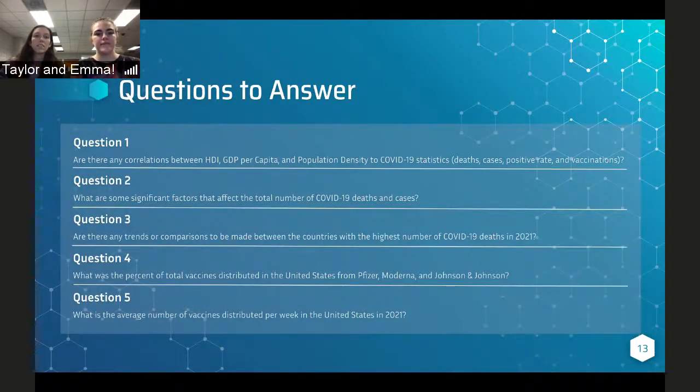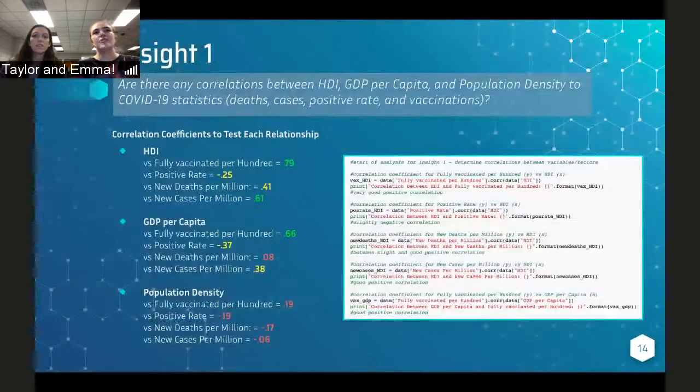For our first insight, our goal was to determine if the HDI, GDP per capita, and population density are correlated with any of the COVID statistics. First, we discovered that the HDI was relatively highly correlated with all the statistics, and our highest correlation was a positive one between HDI and vaccination level, which makes a lot of sense since a high HDI would warrant the country being able to afford vaccinations and support citizens with established healthcare infrastructure.